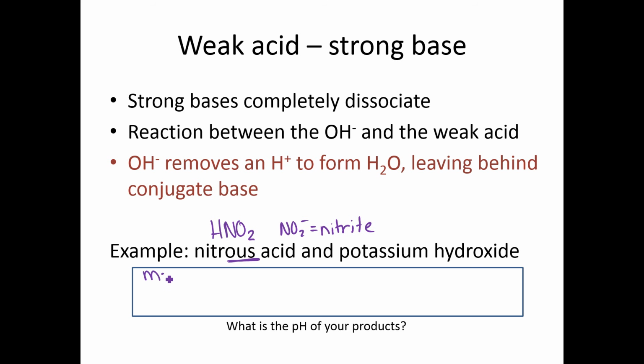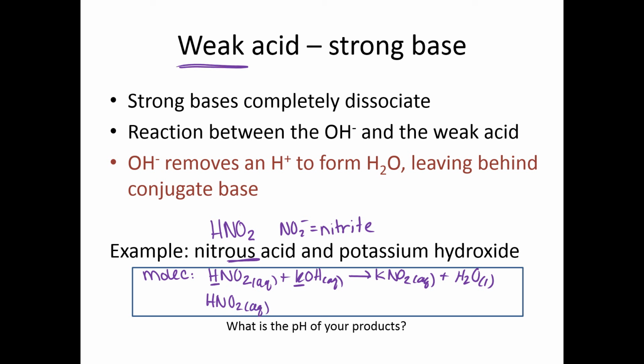Okay, so let's take a look at the molecular version of this. I've got nitrous acid, that's HNO2, and that's aqueous. Potassium hydroxide, that's aqueous. This is going to be basically a double displacement reaction, so the H and the K are going to switch places. So now the K is with the NO2, and the H is with the OH, which makes water. Now I'm going to ionize whatever needs to be ionized. HNO2 is going to stay stuck together. Why? Because it's weak. Weak acids mainly stay in the molecular form. They don't ionize very much.